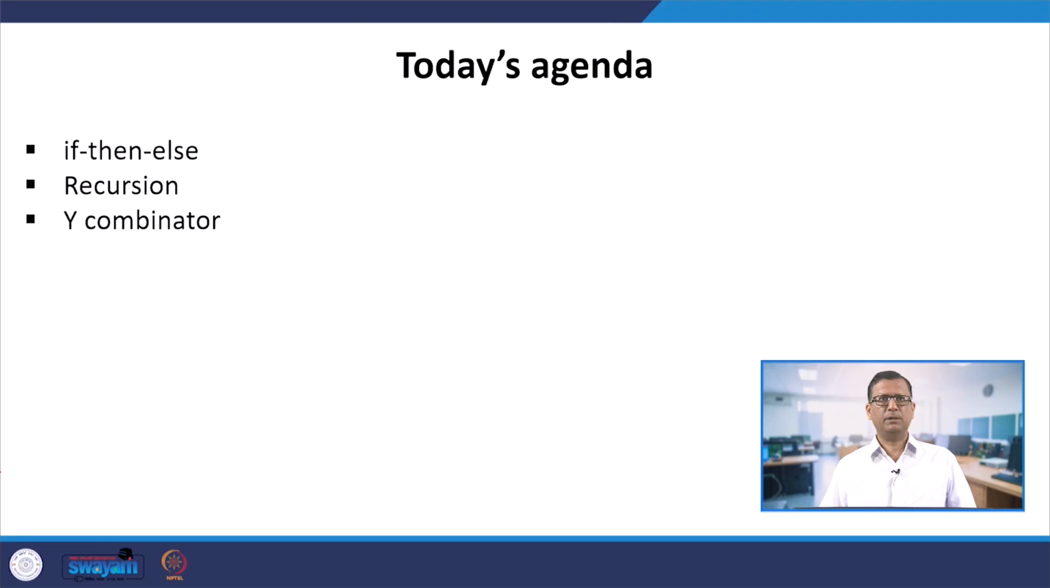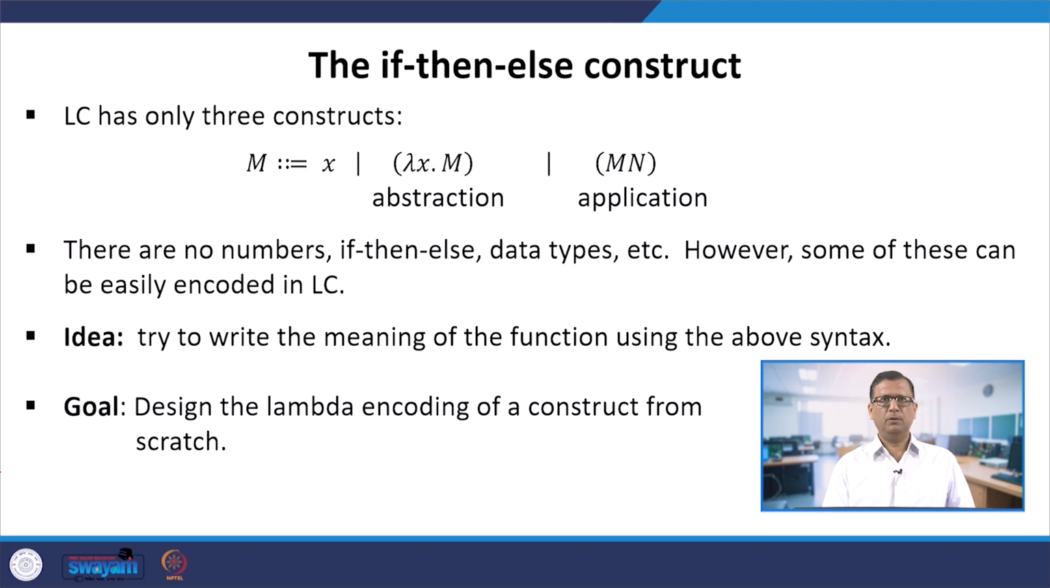In the previous lecture, we discussed normal forms, call by name, call by value semantics, the Church-Rosser theorem and non-terminating computations. Today we are going to discuss how the if then else construct can be encoded in lambda calculus. We are also going to see how recursion can be encoded in lambda calculus. For this we need a combinator called the Y combinator. So first we are going to see the design of the if then else construct.